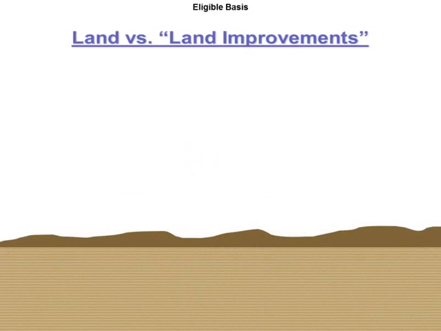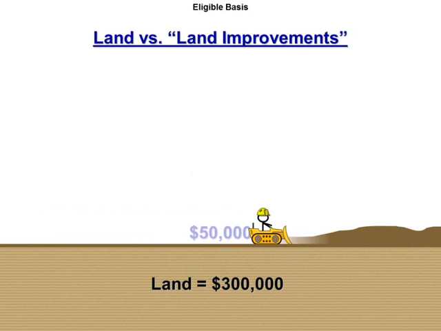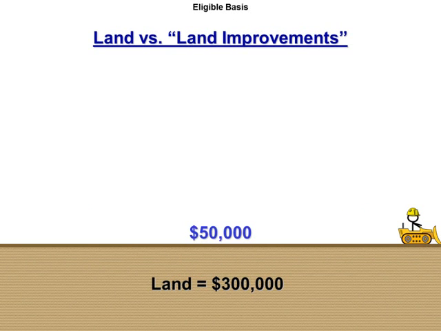Here's a second example. This is the land versus land improvements issue. Let's assume land is valued at $300,000 and it is bumpy and it needs to have some rough grading. So the developer has the land flattened, costing $50,000. Now, what has the developer done to the value of this land? Obviously improved it. So what we've done again is $50,000 gets capitalized to the price of land, which isn't included in eligible basis.